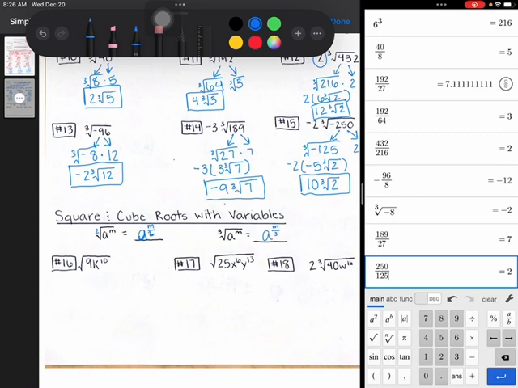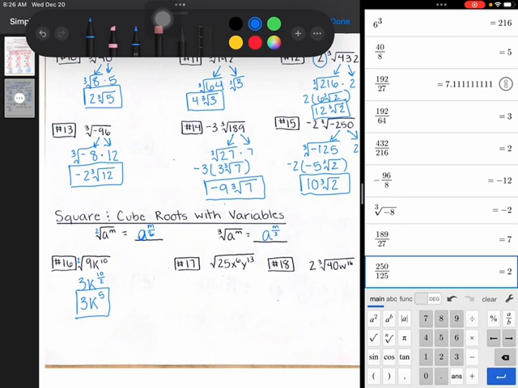So when we do that here, we are just going to take the square root of 9. That's a perfect square, so that gives us 3. And then we have k to the 10 divided by 2 because we have that invisible 2 as our index. 10 divided by 2 is 5. So we can simplify that to 3k to the 5th.